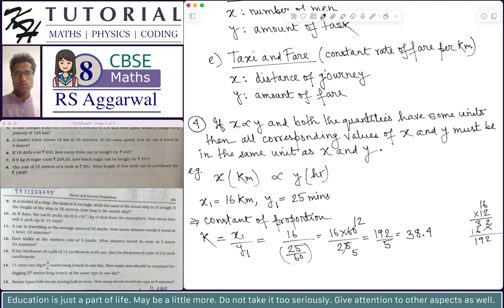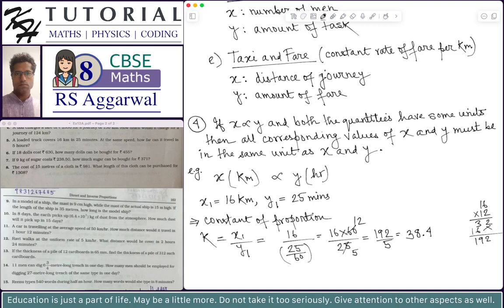So to find the constant of proportion, we know the constant of proportion is x by y. So to find the constant of proportion, k will be equal to x1 by y1. x1 is fine because x1 is already given as 16 kilometer. So x1 is 16 divided by, for the value of y1, the value of y1 has to be first converted into hour. So 25 minutes is equal to 25 by 60 hours. So that is why we are dividing 16 by 25 by 60.